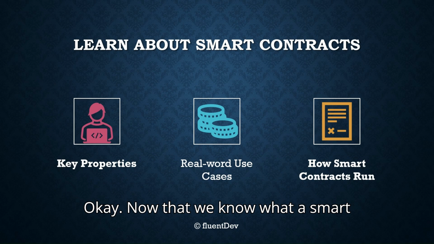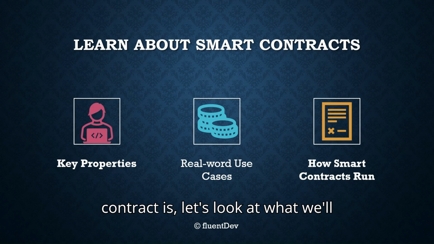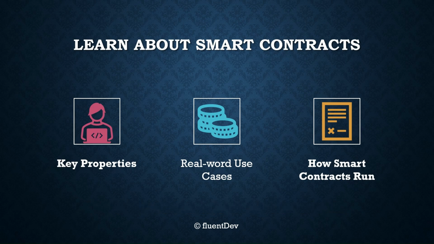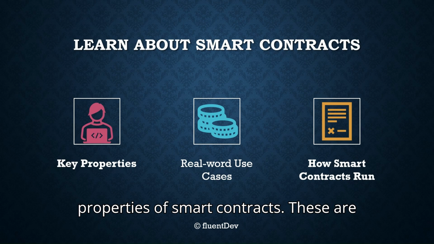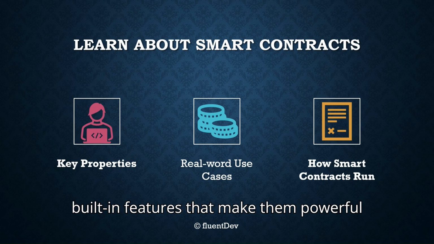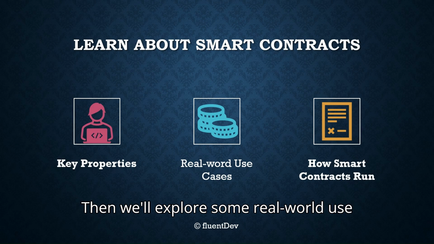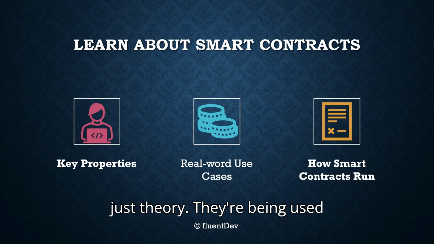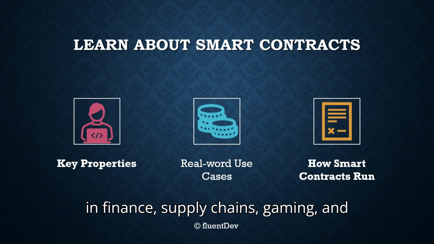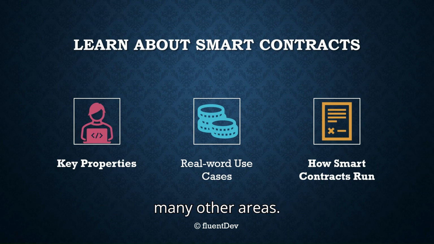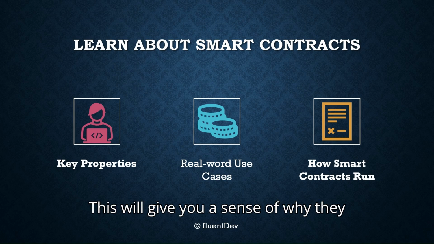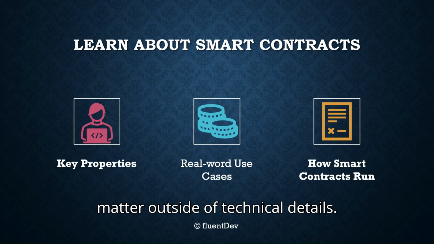Okay, now that we know what a smart contract is, let's look at what we'll learn and cover in this lesson. First, we'll talk about the key properties of smart contracts. These are built-in features that make them powerful and reliable, things like trustless execution, transparency, atomicity, and more. Then we'll explore some real-world use cases. Smart contracts aren't just theory. They're being used in finance, supply chains, gaming, and many other areas. This will give you a sense of why they matter outside of technical details.